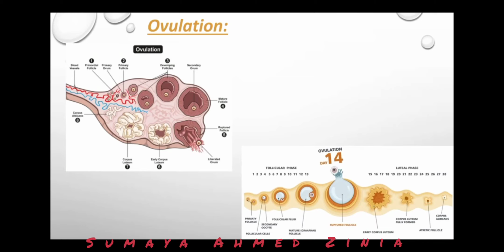Ovulation takes place in approximately the middle of the menstrual cycle, around the 14th day of 28-day cycle. The rupture is believed to result from the action of hydrolytic enzymes on the surface of the follicle, possibly under the control of prostaglandins.